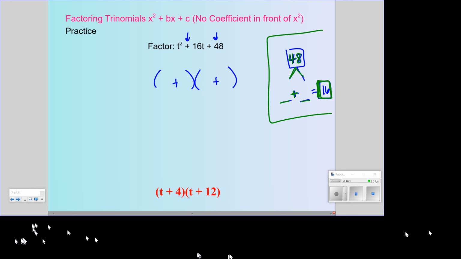Okay, so you should have hopefully found that positive 4 and 12 would be the factors of 48 that add up to 16. And the square root of t squared is t, meaning the first slots of both binomials should be t. When in doubt, or if you're not sure and want to check, go ahead and multiply that back out and make sure you end up getting t squared plus 16t plus 48.